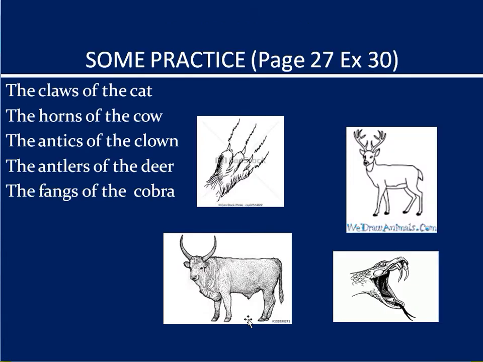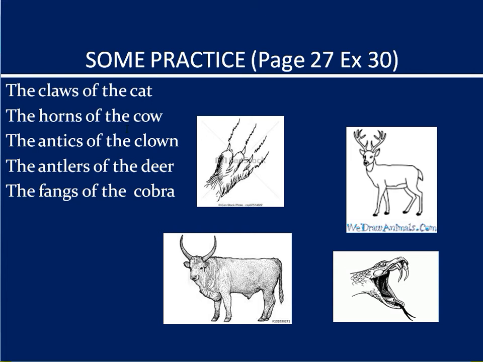Come on children, we'll do some practice. This is the exercise given on page 27, exercise number 30 in your junior English book. Number 1 is the claws of the cat. Here I have given the picture also. What is a claw? This is the picture of the cat's claw.